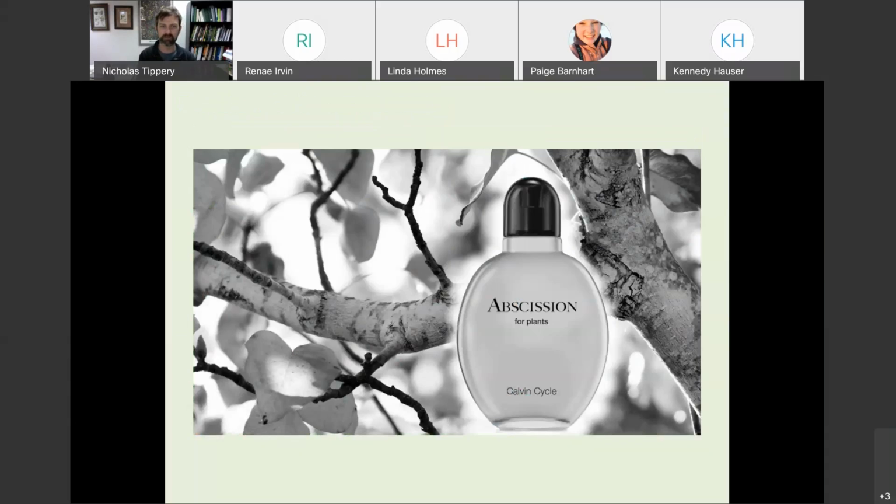And if you ever wanted to get your plant something special for the holidays, it took a long time to Photoshop this a few years ago, and they still advertise colognes. Abscission.